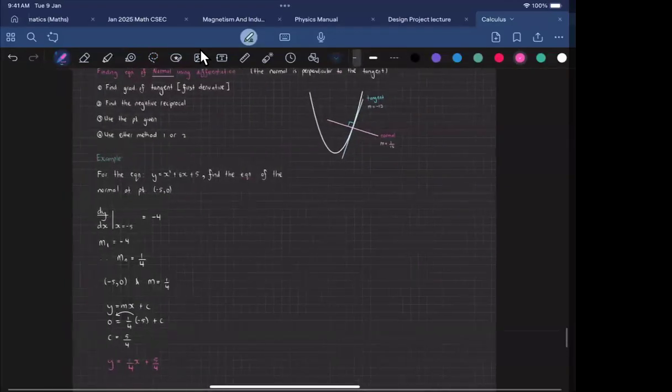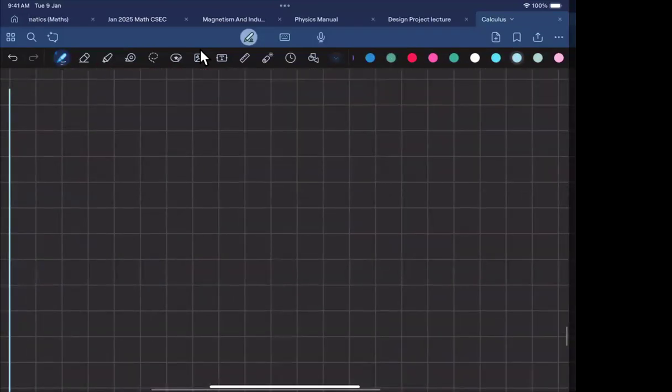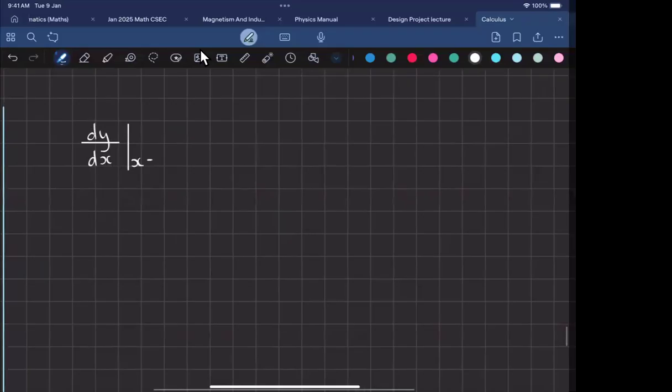So I'm gonna solve this question using your method. Right, and you'll pay attention. So first things first, from the previous question, dy dx, when x was equal to -5, we found that it was equal to -4. So what that means is the gradient of the tangent is -4. So therefore, the gradient of the normal would be equal to what, Kirsten?